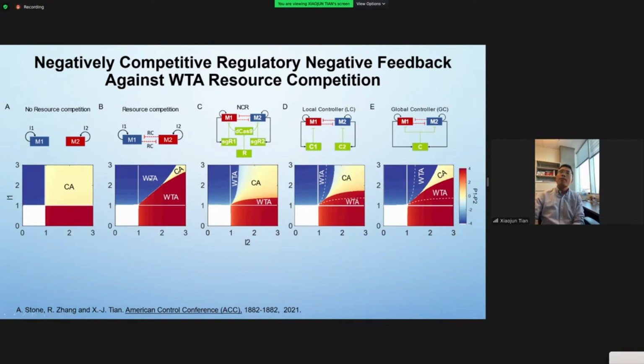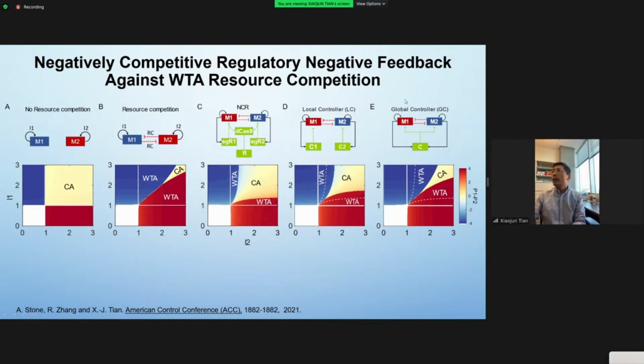And the reason is that we have a lot of region for the winner-takes-all, because the module will be activated, and then it will inhibit the other, and this is not good, right? And in the field, we could apply a local controller or a global controller. So for the global controller, all the modules in the circuit will produce a control node that will inhibit all of the modules, right? For the local controller, each module will generate one control node that will inhibit itself only.